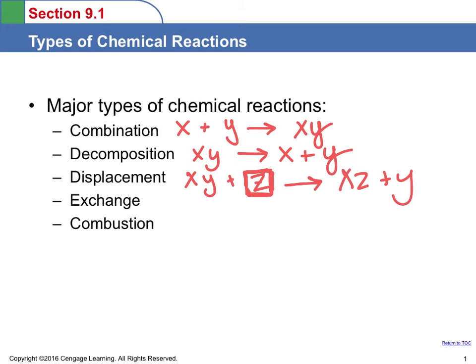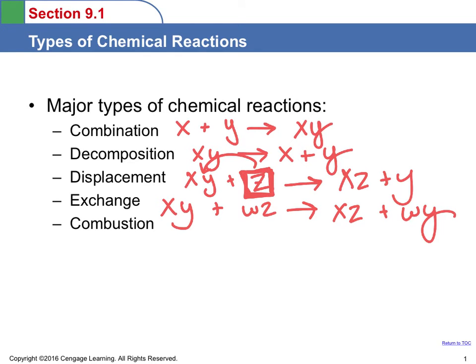This one's commonly mistaken with exchange. Exchange is different because you're going to have two pieces, each of which has two parts, and you're going to swap them. So X is going to now go with Z and W will go with Y. So again, there's a subtle difference. With displacement, your second piece, you're taking the whole thing and making it part of the original. Whereas with exchange, you're splitting two pieces apart and recombining them in a different way.